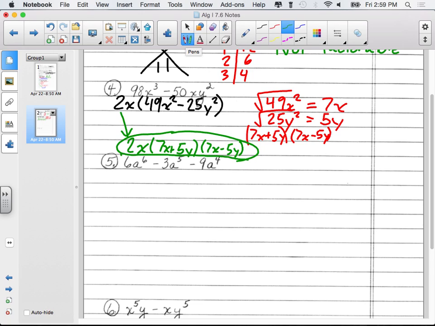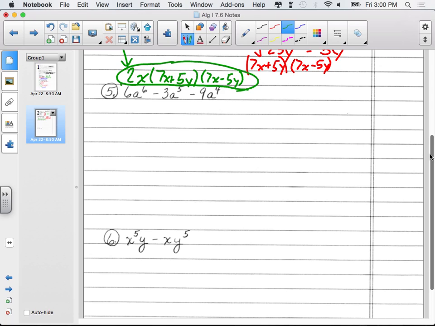All right. Number 5 we're gonna do together, then I'll let you guys do number 6. So you guys tell me how to do number 5. I have amnesia, I don't know how to do anything. Take the GCF out of each one. So we take our GCF out of everything. It's 3a to the 4th, right? Then it would be 2a squared minus a minus 3. Right.